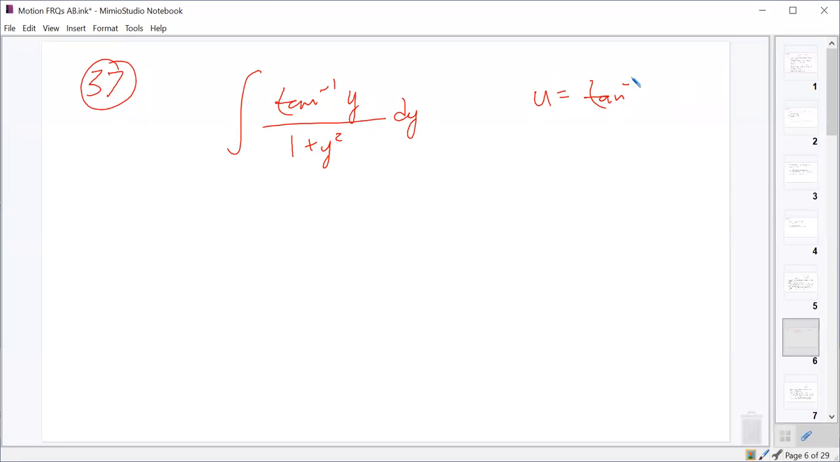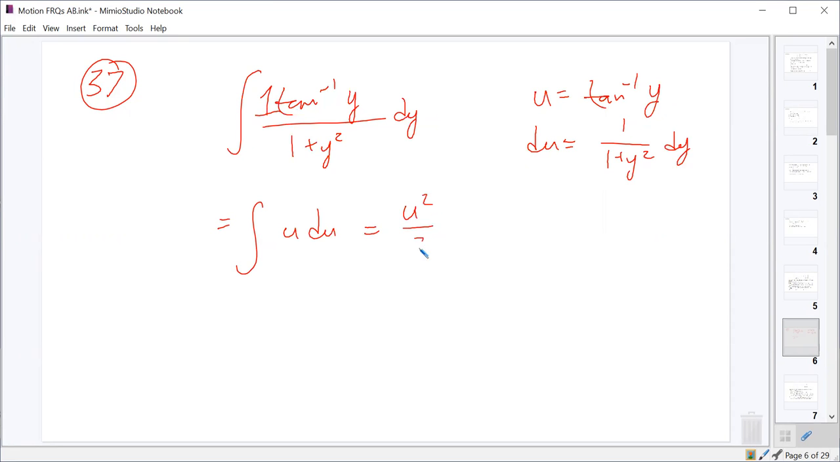Yeah, if we let u be the inverse tangent of y, then du is the derivative of inverse tangent. And what's the derivative of inverse tangent of y? One over 1 plus y squared dy. So we've got the 1 over 1 plus y squared dy. That's our du. And then we've got inverse tangent, which is just u. So this just becomes an integral of u du. U squared over 2 plus a constant, or the inverse tangent of y squared over 2 plus a constant.